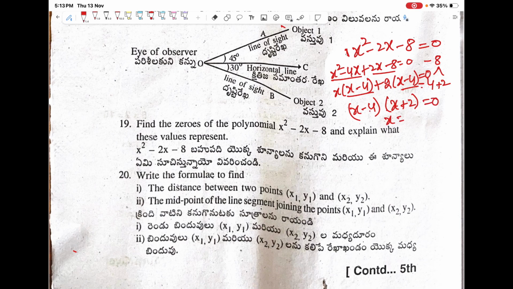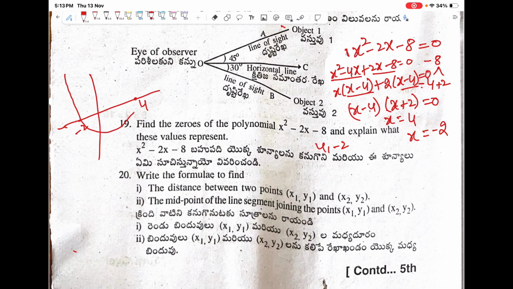So x minus 4 becomes minus 4, transferred to the other side, plus 4. Plus 2 becomes minus 2. So the zeros of the polynomial are 4 comma minus 2. Let us represent the graphical representation. Plus 4 will be on the right side of the axis and minus 2 will be somewhere on the left side of the origin.